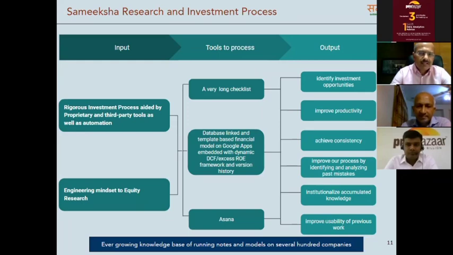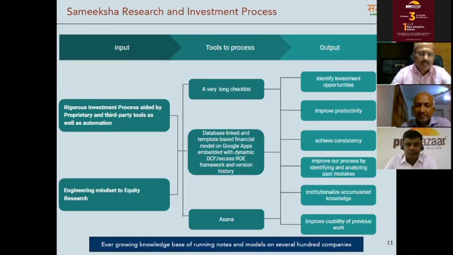We have an online database of financial models that is on Google Apps, embedded with a dynamic free cash flow model that lets us understand the value in any company based on various permutations, and really answer the question of what the market is telling us about the future prospects of this company. It's sort of working backwards, taking market input into our equation rather than saying, this is the value.